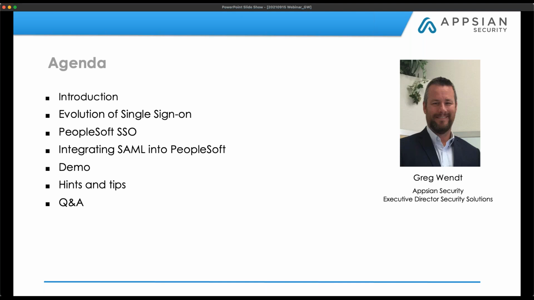From an agenda perspective, my name is Greg Wendt. I'm the Executive Director for the Security Solutions here at Appsian. What we're going to be covering is an introduction, the evolution of single sign-on, PeopleSoft SSO, also talking about EBS SSO, and integrating SAML into ERP apps as a whole. We're going to demo all of the solutions that we're talking about today, and then some hints and tips, and also Q&A.